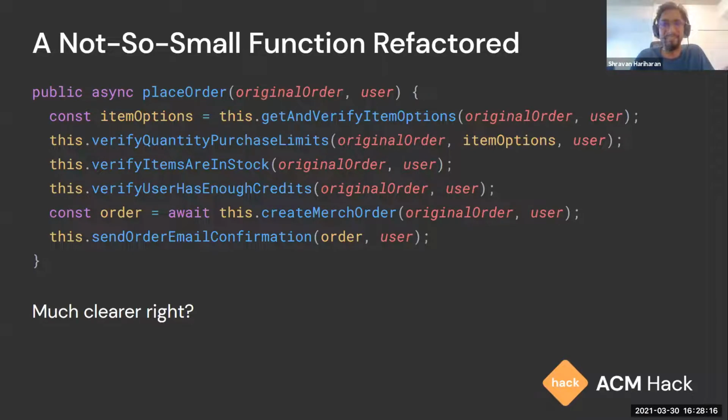Okay, how about something like this? We've condensed a 100-line function into 6 lines. So let's abstract away everything except the core details of the place order function. We get and verify item options, so make sure that the items exist. Make sure that we can purchase the item. Make sure that they're in stock, make sure the user has enough credits, create the order, and then send a confirmation. Much easier to understand than 100 lines. And of course, these are all going to be functions that we have to write. But hopefully it makes a lot more sense why we want small functions, because this is just way easier to understand and debug.